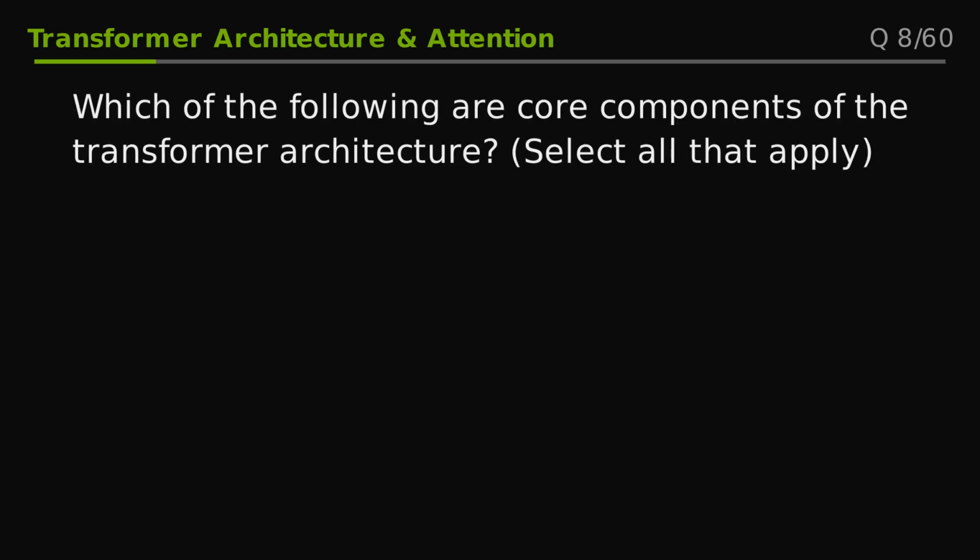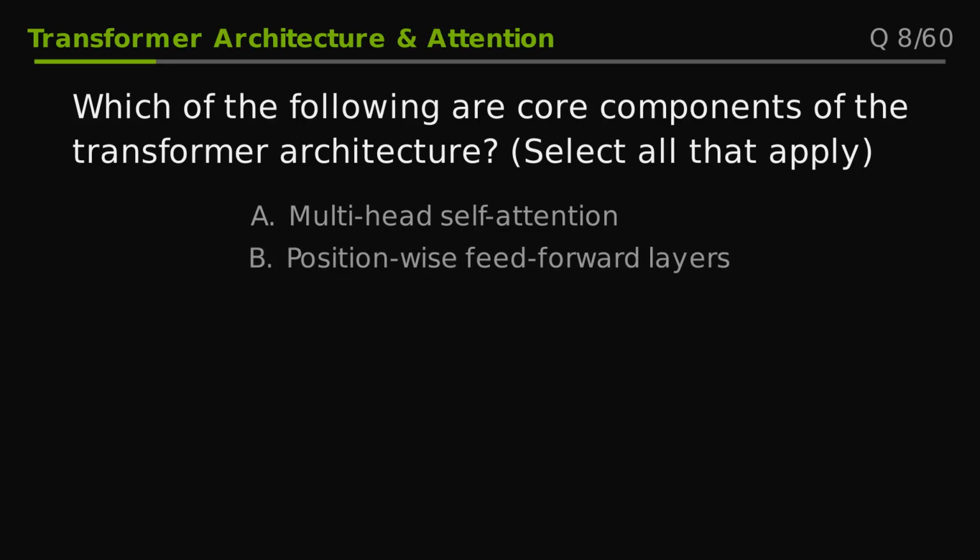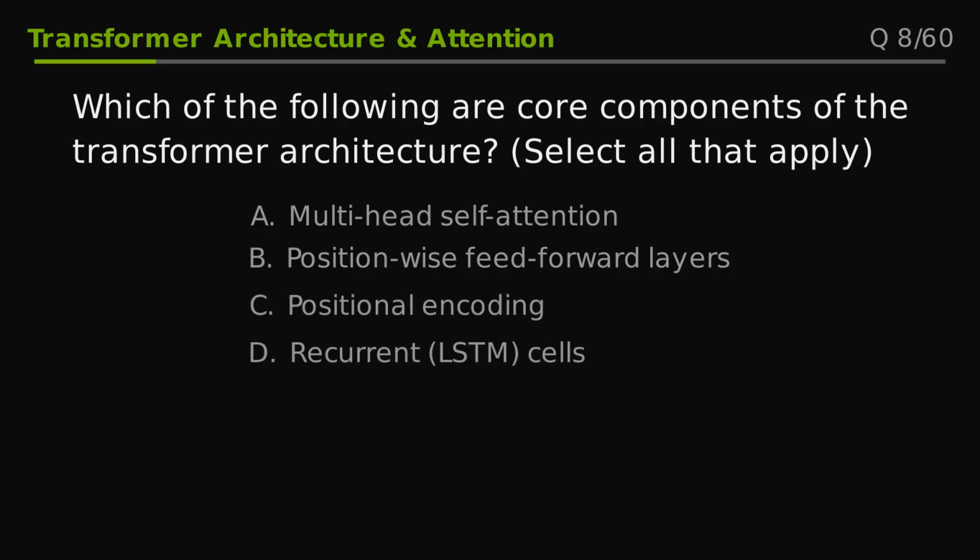Question 8. Which of the following are core components of the transformer architecture? Select all that apply. Option 1. Multi-head self-attention. Option 2. Position-wise feed-forward layers. Option 3. Positional encoding. Option 4. Recurrent cells.